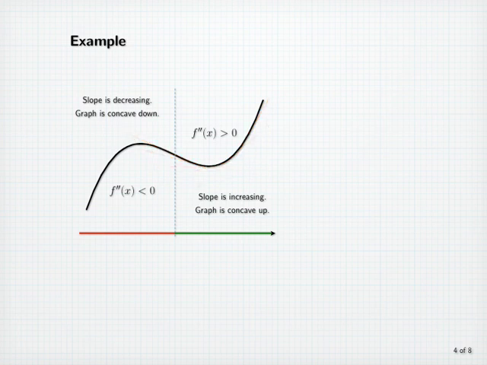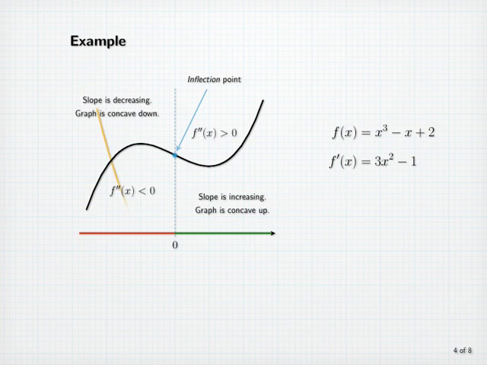The point where the concavity changes from down to up is called an inflection point. In this case, it's a point where f double prime changes from negative to positive. This graph is actually the graph of the function f of x equals x cubed minus x plus 2, whose first derivative is 3x squared minus 1. Let's overlay the graph of the first derivative onto our picture.